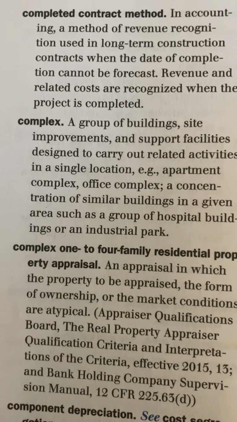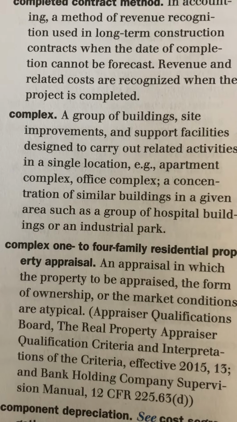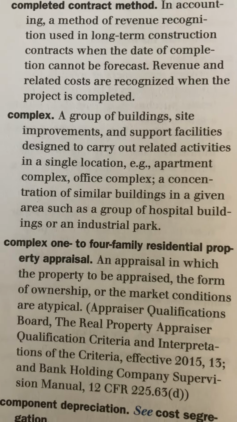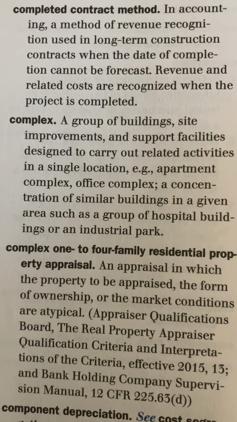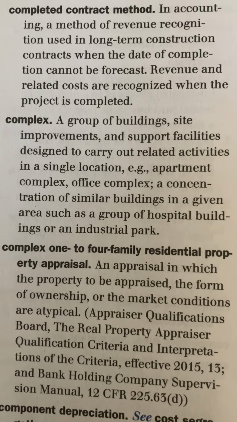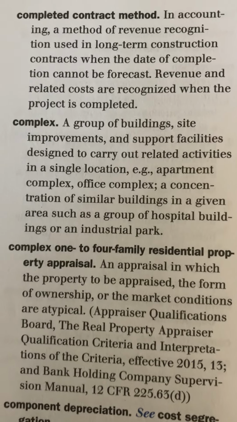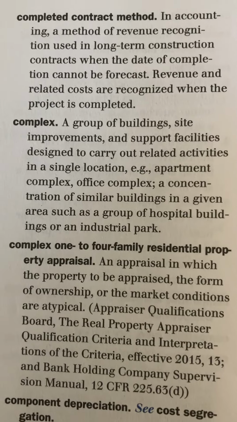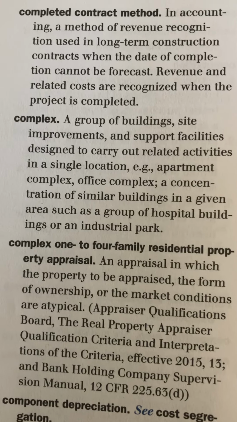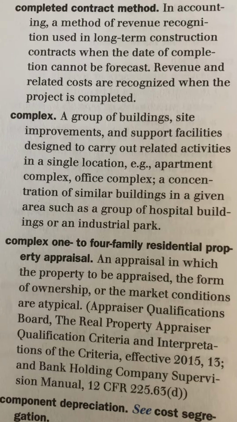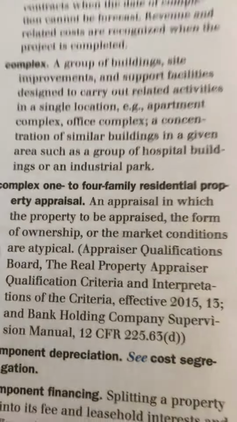Complex. A group of buildings, site improvements, and support facilities designed to carry out related activities in a single location. For instance, apartment complex, office complex, a concentration of similar buildings in a given area, such as a group of hospital buildings or an industrial park.